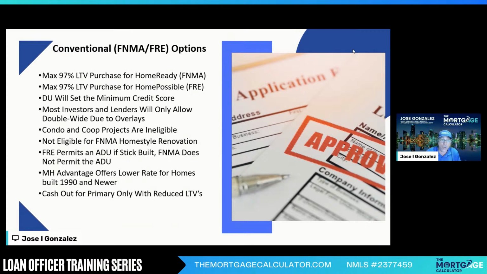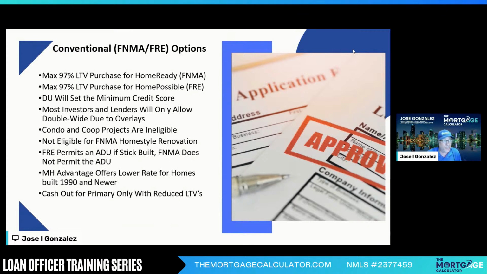So if you got a single wide, look really hard in your eligible and ineligible properties in the guidelines to make sure that they don't add an overlay for single wides. Co-ops and condos are ineligible as manufactured homes. So if you got a manufactured home sitting in a location that has a condo designation, not going to happen.